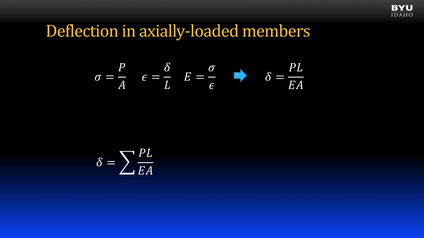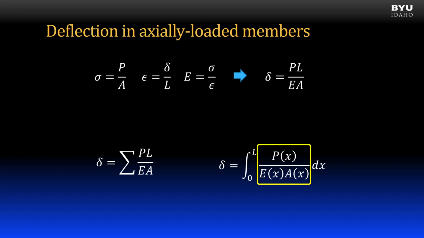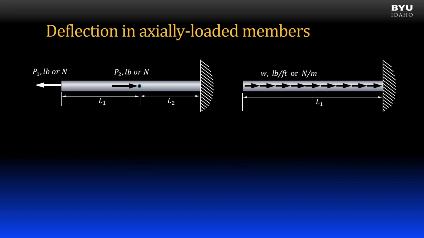Another general form of the deflection equation is deflection is equal to the integral from 0 to L of P times dx over E and A, where P, E, and A can be functions of x. This form of the equation is useful when there are gradual changes in the internal force, area, or material properties over a length of the member. I will now review two scenarios where the general forms of the deflection equation are useful.